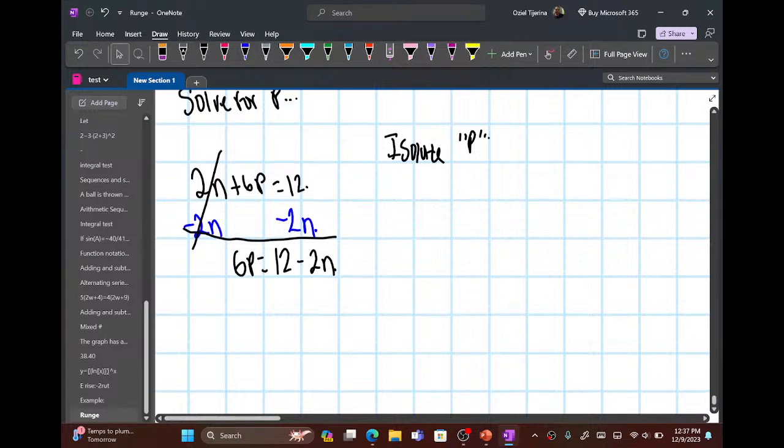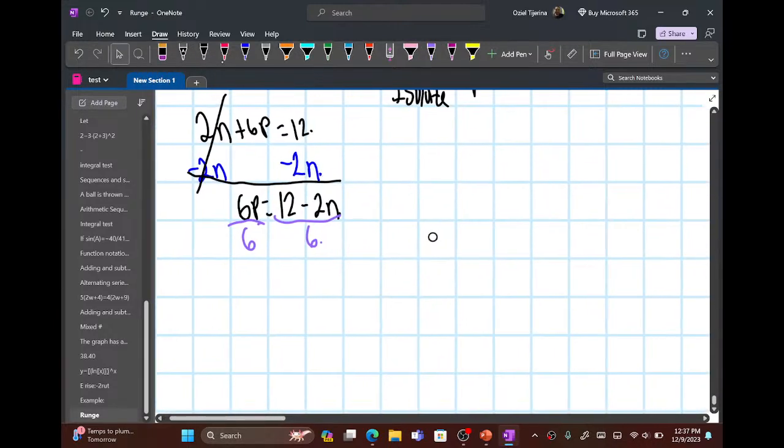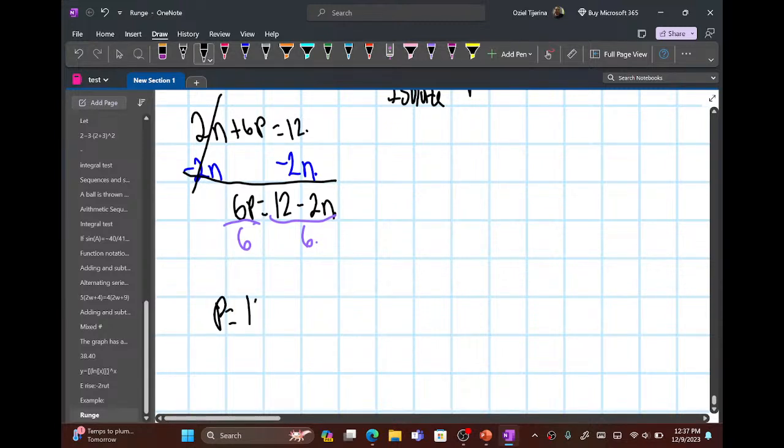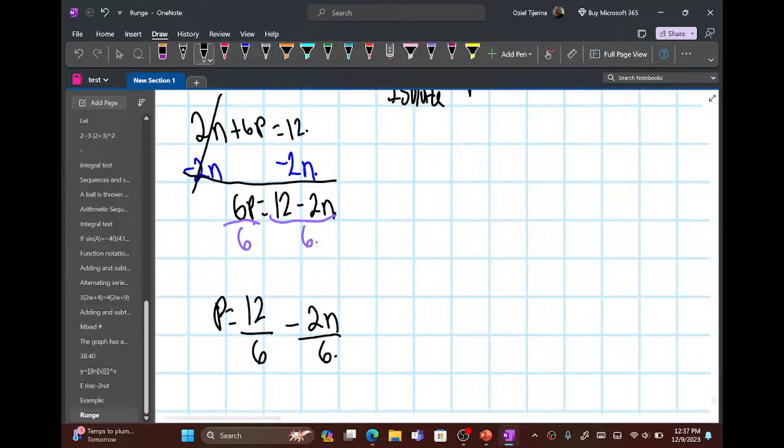Now this is the part where we want to be careful. We're going to divide by 6, but I'm going to split it up, okay? So p is equal to 12 over 6 minus 2n over 6. There's a reason for that, because a minus b over c is really a over c minus b over c. They have the same denominator, so you can put it as one fraction, and both of the terms on top will be subtracted. I just want to make sure we understand that.